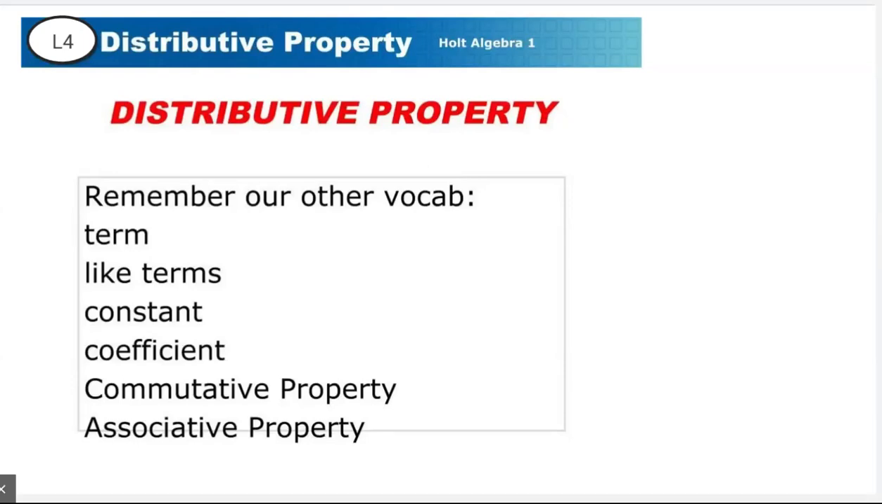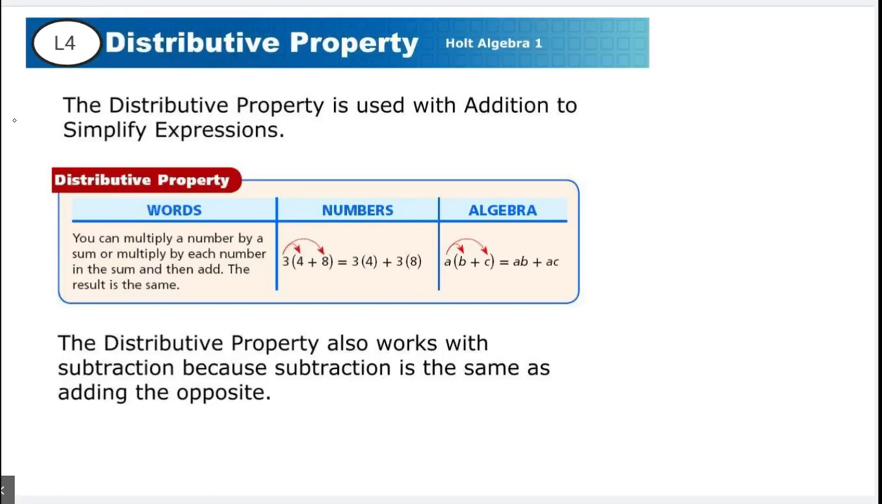Hi, so this is Unit 1, Lesson 4, Distributive Property. I just put a screen up to remember vocabulary because distributive property is one of the three properties that we use. We use commutative to move things around, associative to insert parentheses or grouping symbols to simplify things, and distributive to distribute and multiply. Distributive property, here is, it's used to simplify expressions.